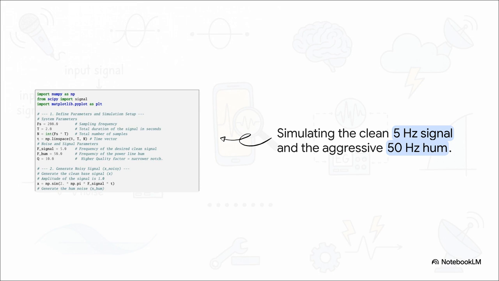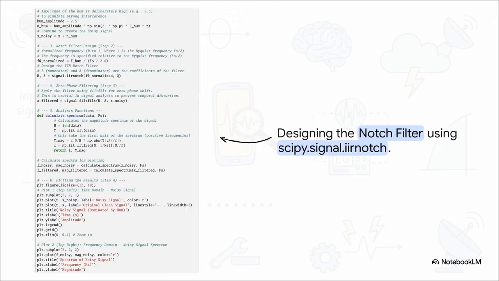Think about that for a second. We are deliberately making the noise 2.5 times stronger than our actual signal. Why? Because this is exactly what happens in the real world when a tiny, unshielded sensor wire runs a little too close to a main power line. We add those two arrays together to create our noisy signal, and as you can imagine, our poor 5 Hz signal is now completely buried alive. So notice how our mathematical approach has to change here.